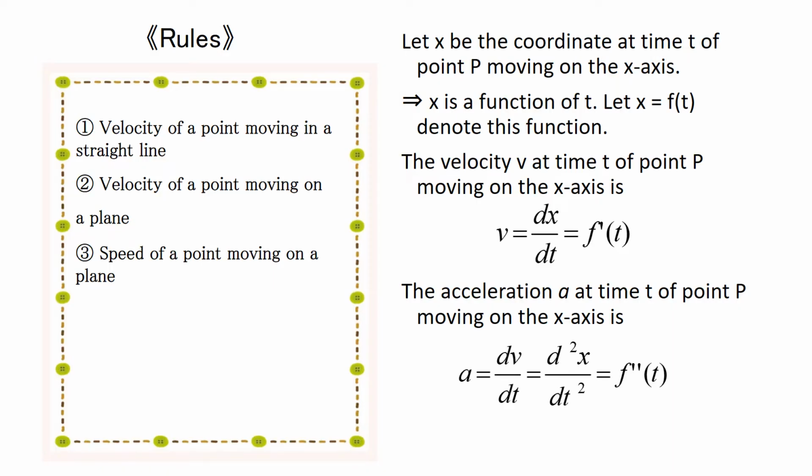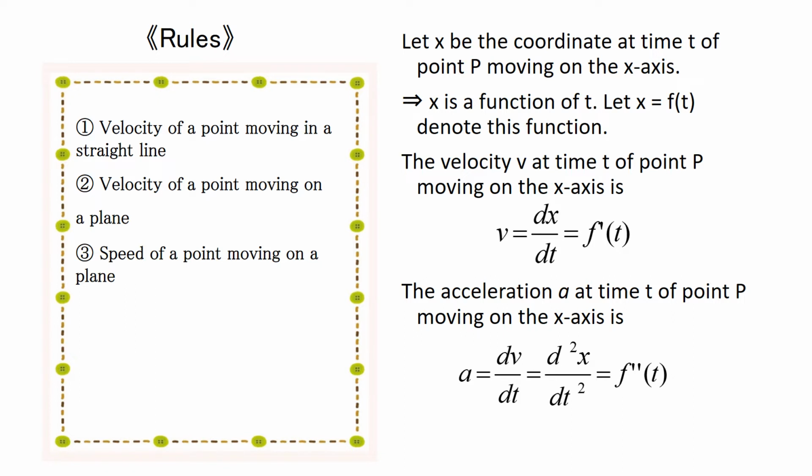First, look at the points moving along a straight line. There's a point P moving on the x-axis. Let x be the coordinate of point P at time t. Let x be a function of t, and let x equal f of t denote this function.